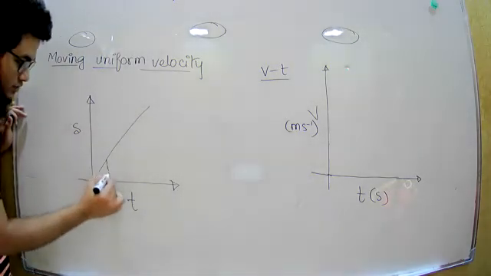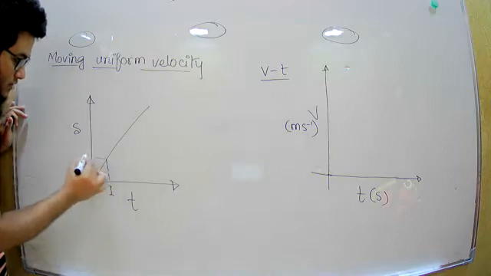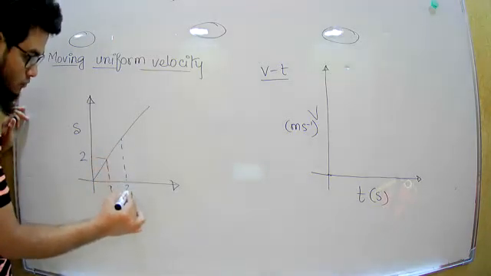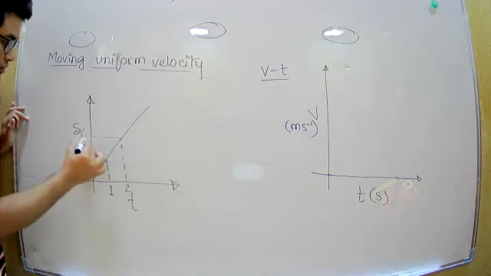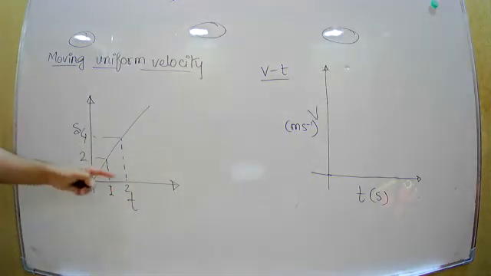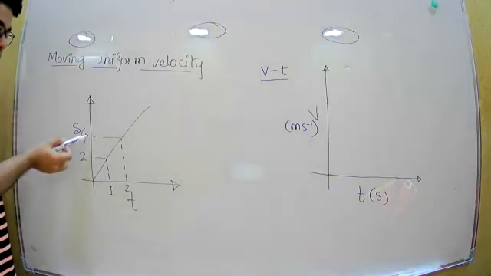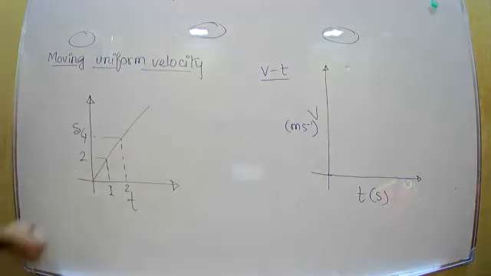In the first 1 minute, if you cover, let us say, 2 meter distance, then after 2 minutes, you will cover 4 meter distance. So when it is a proportional relation, the time has become double and the distance has also become double. That is the uniform velocity, right?